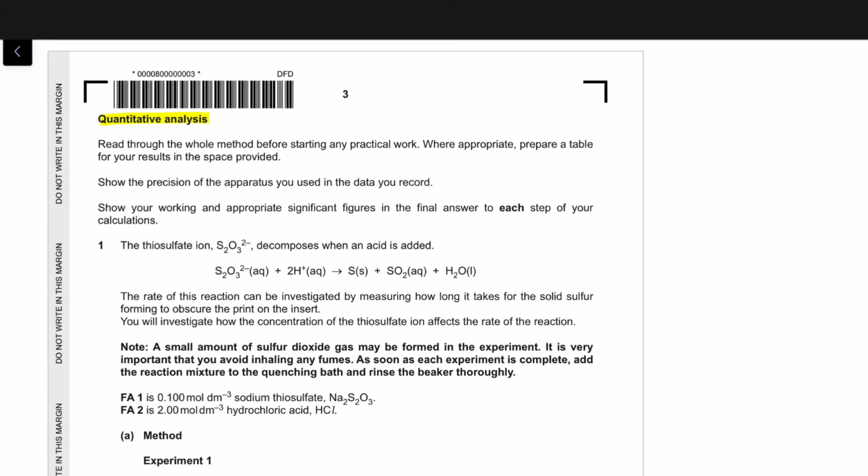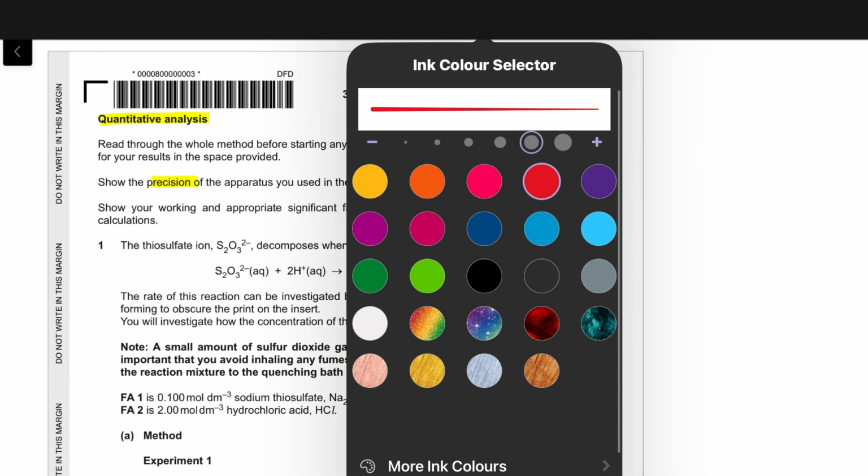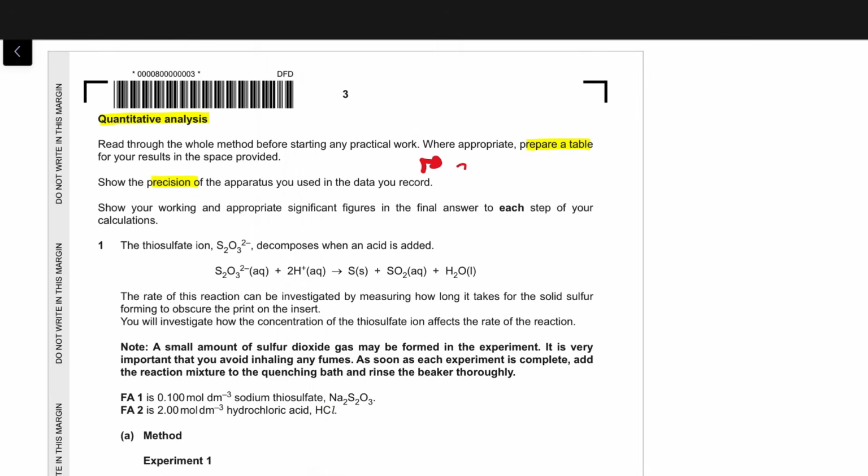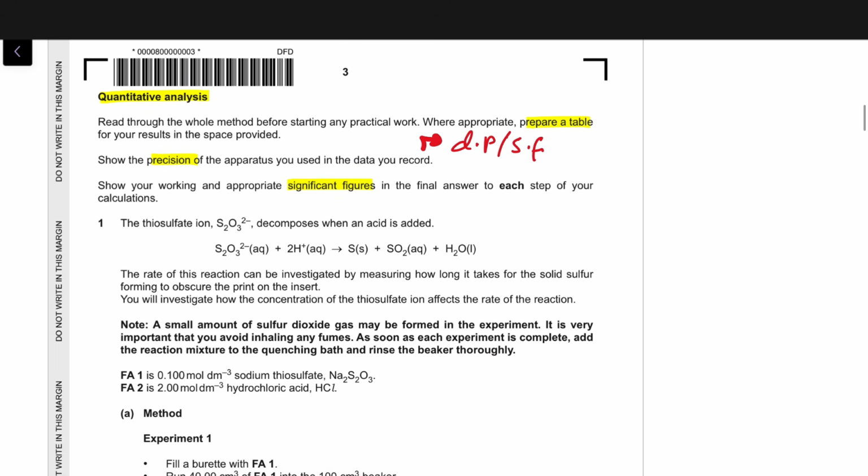The quantitative analysis bit asks us to read through the whole method before starting any practical work and to prepare tables where appropriate for our results and to show the precision of the apparatus used in the data we record. This is really just referring to the decimal places or the use of significant figures. Show your working and appropriate significant figures in the final answer to each step of your calculations.